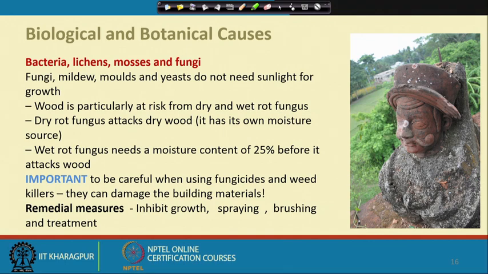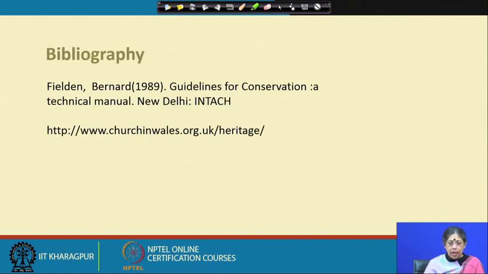As I say, one has to inhibit the growth, with spraying with proper treatment material, proper chemical, then after that brushing and treatment under expert advice. These are important, and these can be taken from the expert and used as a regular maintenance policy. I have used mainly Sir Bernard Feilden's guidelines for conservation for this part and this reference.